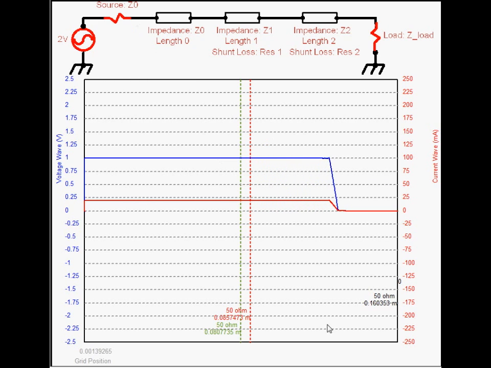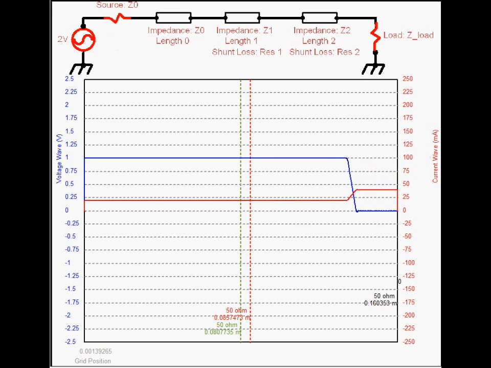Now this is a 0.16 meter line, so it takes about 5 nanoseconds for the light to travel down air-filled coax. It takes about 5 nanoseconds. So for 5 nanoseconds, we have no idea what's over here.